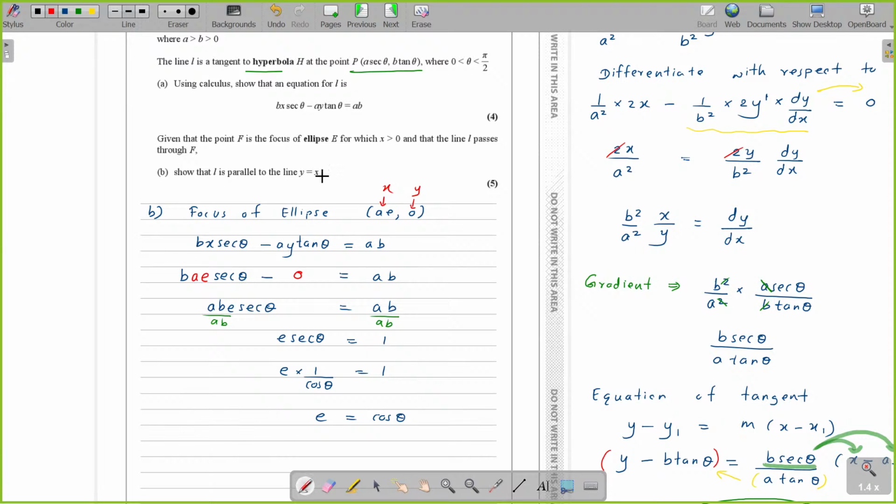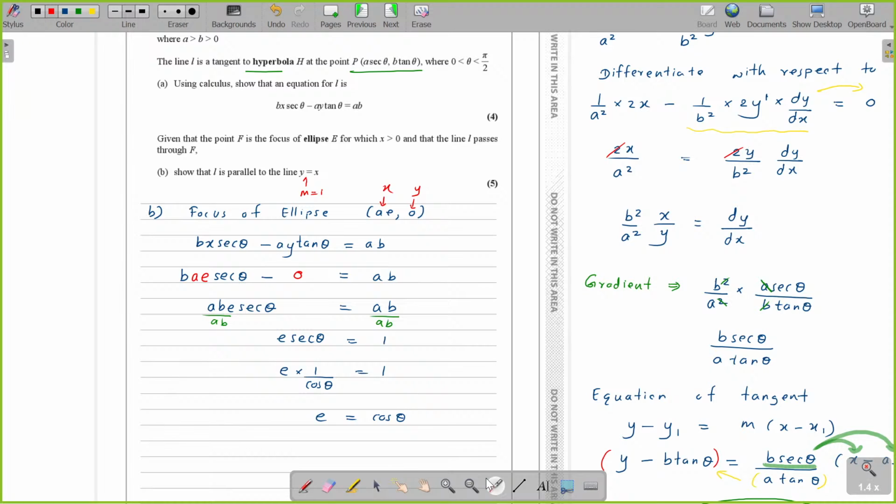So what's the gradient here? y equals x means the gradient is 1. So all I have to do is, I think I got the gradient here, right? The gradient of the line L is b sec theta over a tan theta. So if I can prove that b sec theta over a tan theta is equal to 1, then the lines are parallel, isn't it? That's it. So I want to show that b sec theta over a tan theta becomes equal to 1. How do I do that?